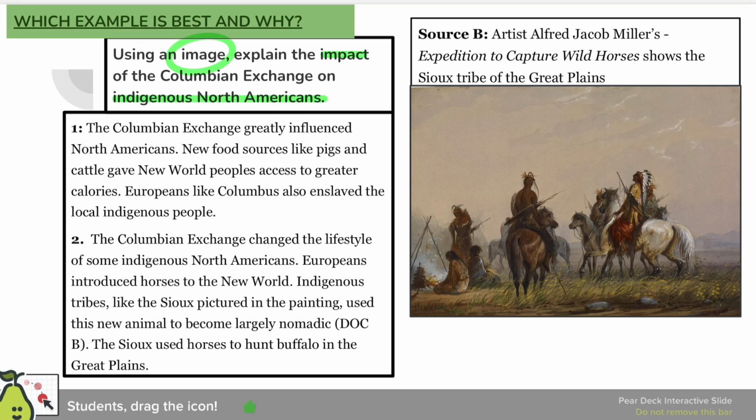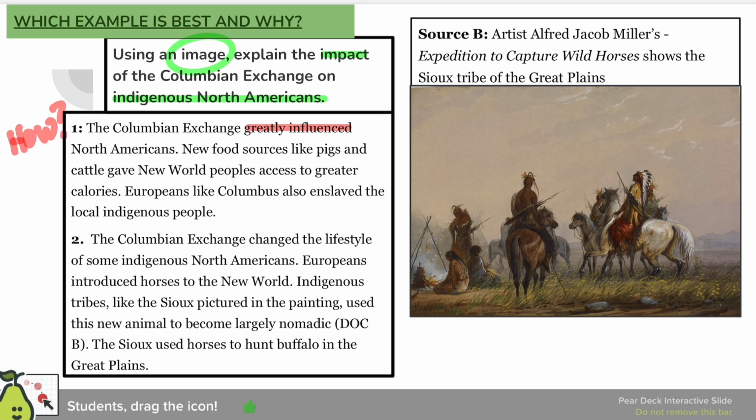So I see someone in the chat, and y'all can continue to put your explanations, because there's multiple explanations for why one is better than the other. But Rick stated that the second statement is better because it uses the picture unlike the other one. So if we read number 1, the Columbian Exchange greatly influenced North Americans. This doesn't tell us how, it just says that it does.